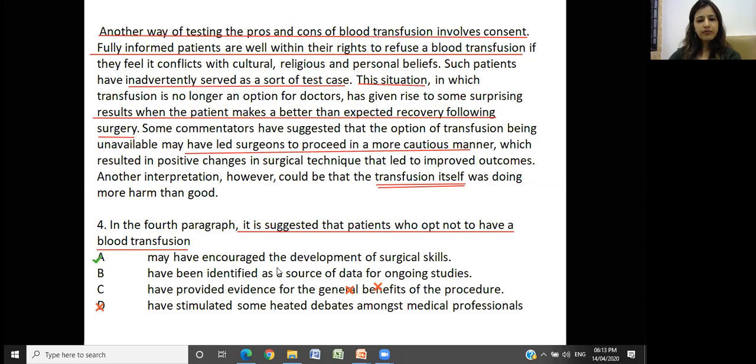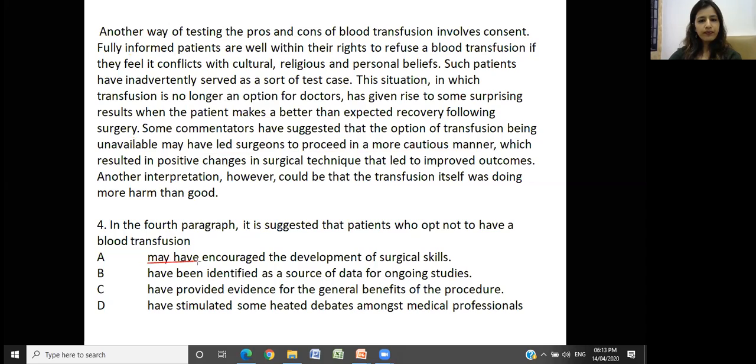May have developed surgical skills. So here, if you see certainty and probability, both the paragraph as well as the answer choice have probability in it. The paragraph also tells you that they have suggested that the option of transfusion being unavailable may have led surgeons. So here also it is an assumption, and the answer option is also an assumption. Therefore, that is another reason why I could select A as the correct answer.